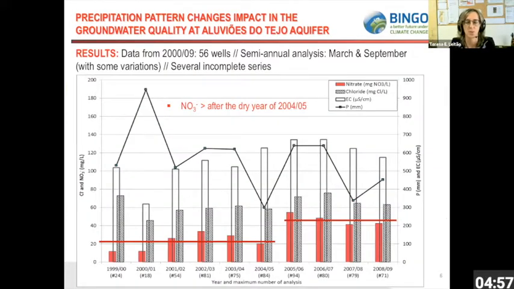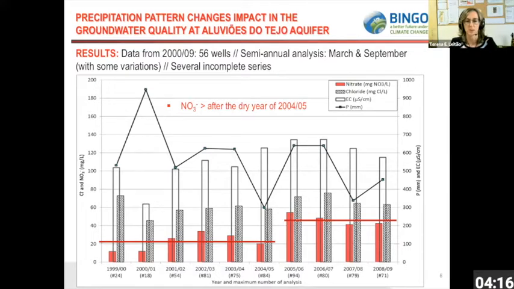If we make an analysis of all the data together, which is always not so simple, we can see a clear difference in the nitrate before the year 2004-5 compared to the next years. If we look at the precipitation line, we can see also that in the dry years of 2004-5 and the other one, we have a little bit lower nitrate concentration when compared to the other years, but this is not a clear pattern that we find here.